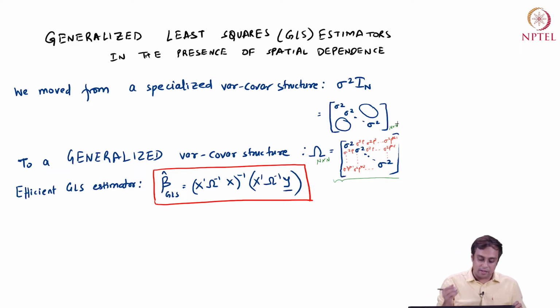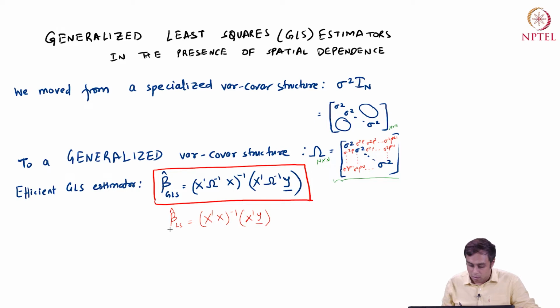In this case, the GLS estimator is written as x prime omega inverse x, inverse, times x prime omega inverse y. Now the beta hat is written in matrix form. Remember, till now we have written it all in scalar form, right? Just to do a slight translation, if I were to write the ordinary least squares, which is the non-generalized form, I will write beta hat LS equals x prime x inverse x prime y.